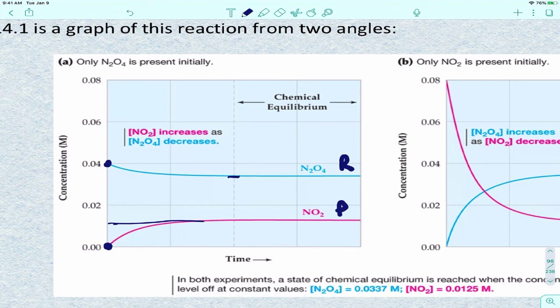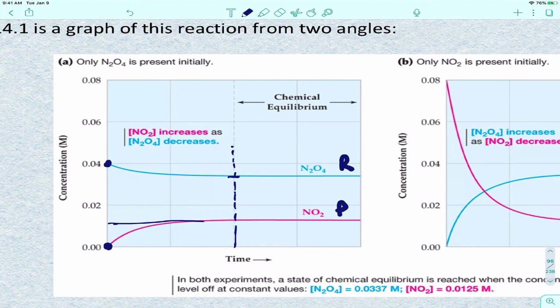And so at the point where the concentrations are not changing, and that's why we have this dotted line right here going down the middle, at that point where the concentrations are not changing, that's what we're saying chemical equilibrium is. The concentrations are staying the same.